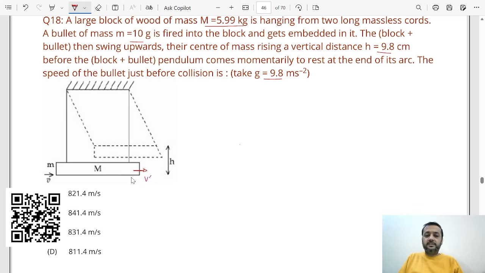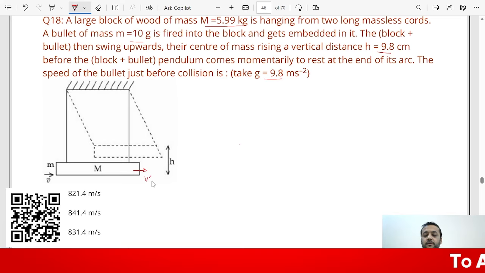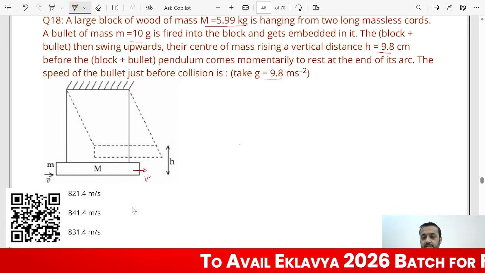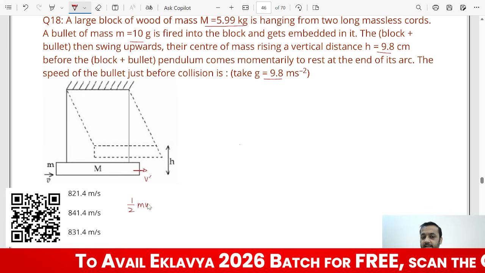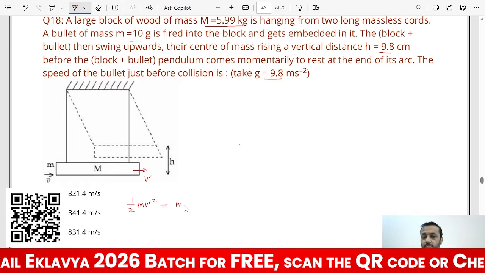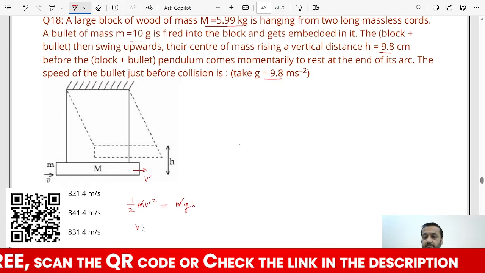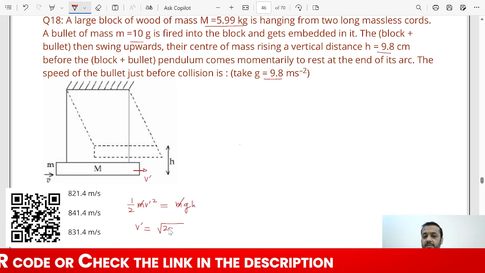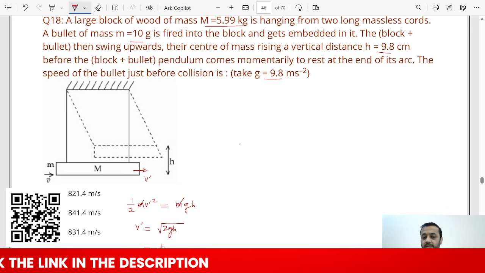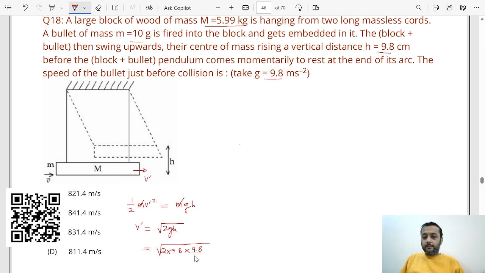Okay, v dash is the speed of the system just after the collision. All right, so the kinetic energy will become potential energy. That means half m v dash square will be equal to m g h. So from here v dash becomes root 2 g h. Okay, and h was given as 9.8 centimeter, so this will become 9.8 upon 100.